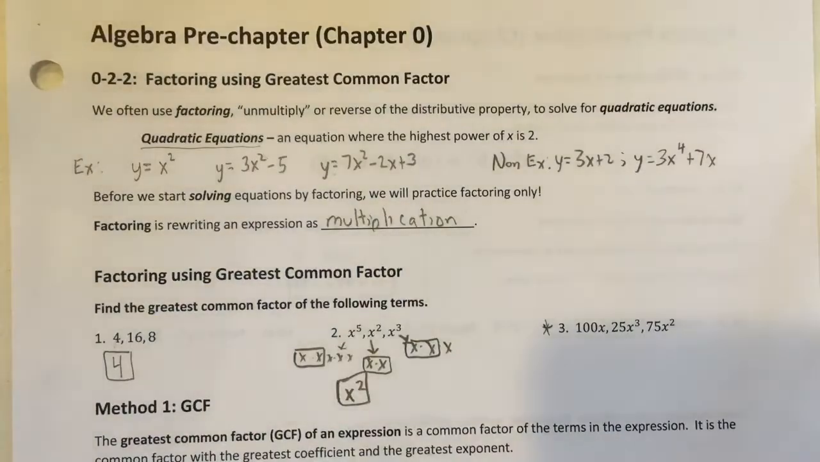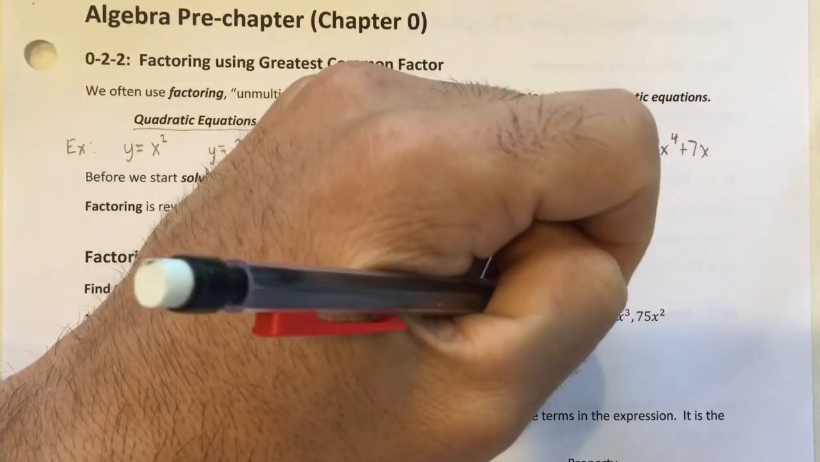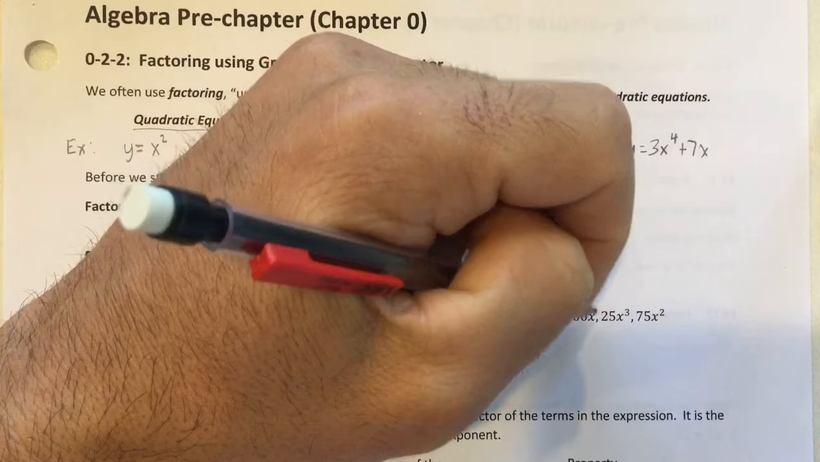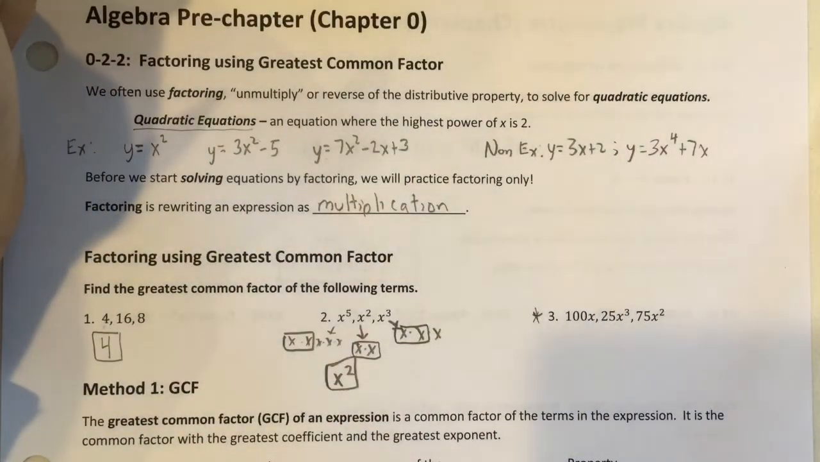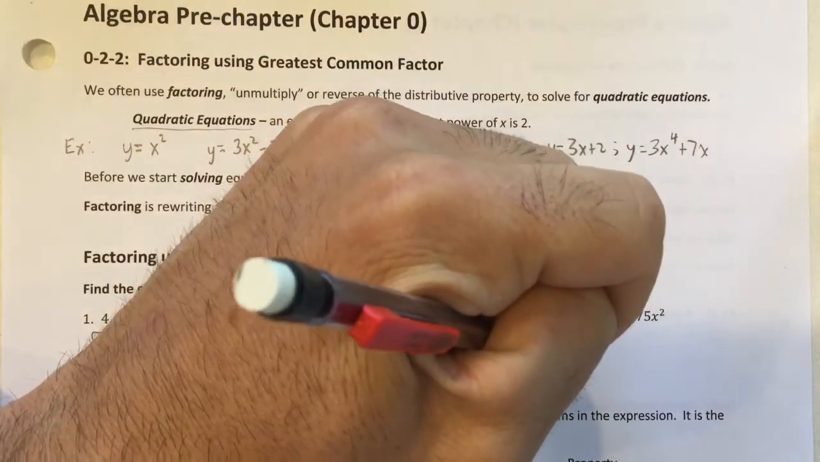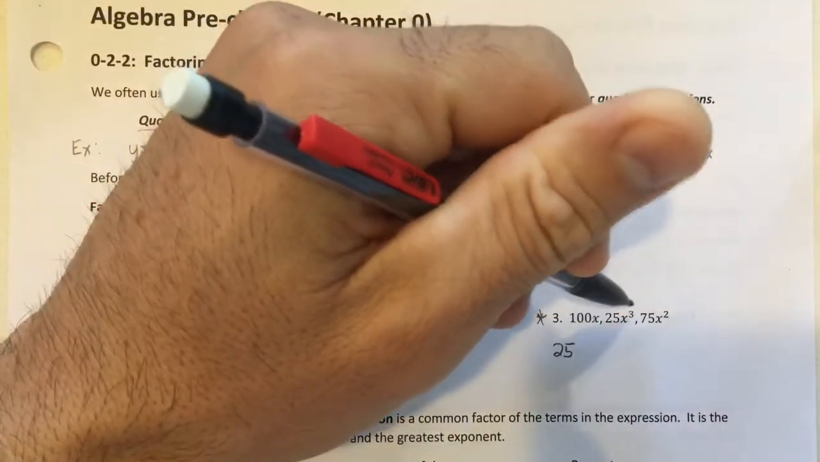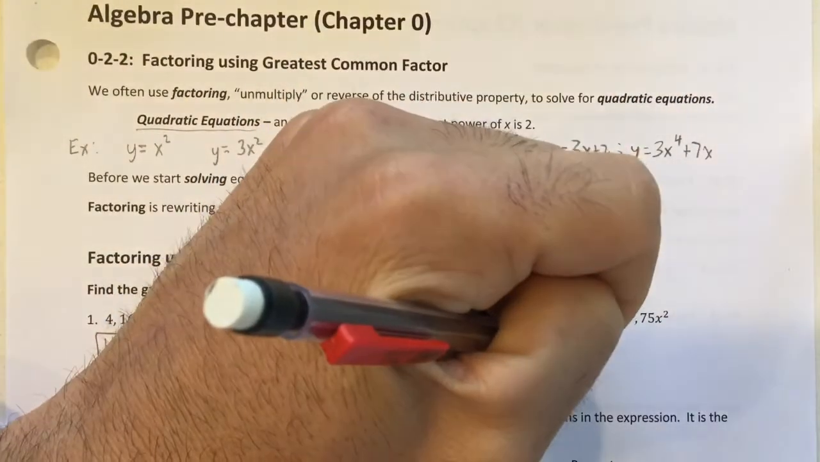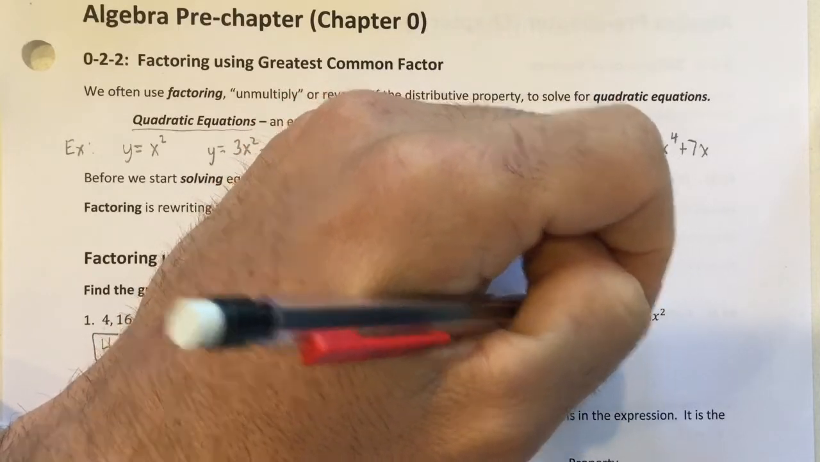All right, for number 3, this is a little tricky because you have to do the number as well as the variable. So you're looking for the largest number that divides into 125 and 75. That would be 25. So 25 is part of your greatest common factor. And then you also look at the variable. We have x, x to the third, x to the second. So they all have at least x to the first power, because this is x to the first, and all of them have at least x to the first.